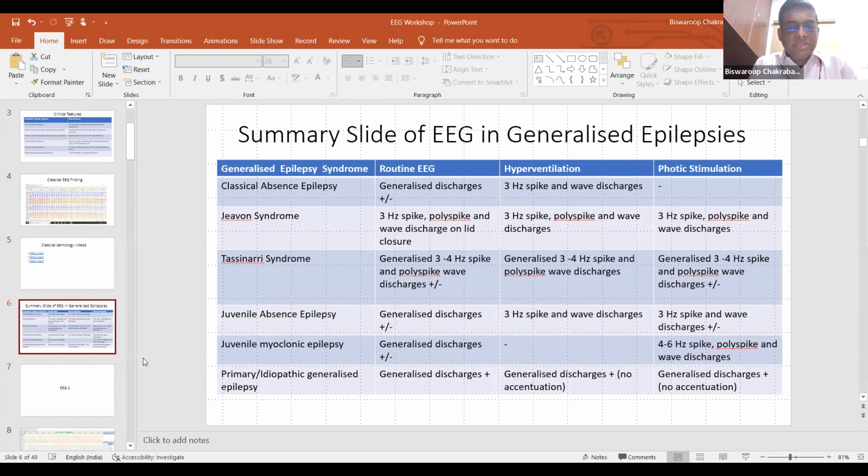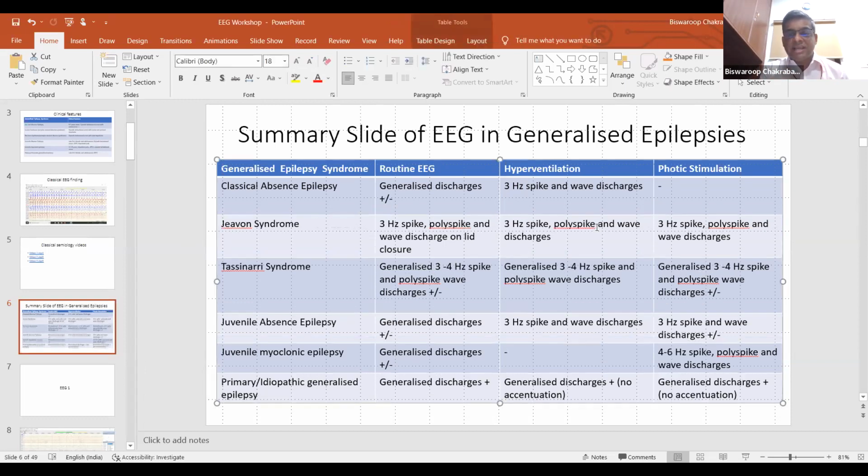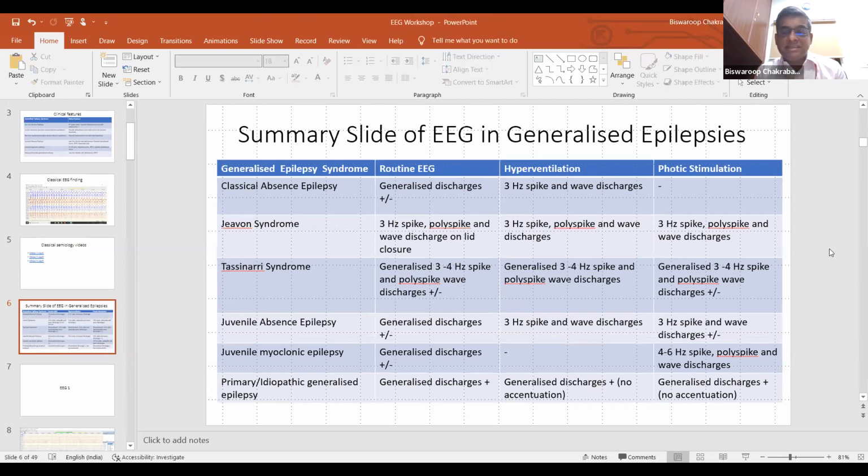Okay. Now the next one is Juvenile syndrome. So you see 3 Hz spike, polyspike and wave discharge. But what is important here is lid closure. So they have eye closure sensitivity. On hyperventilation, you will see what you see in childhood absence, but you would also see similar findings on photic stimulation. As we move forward in the presentation, this will become clearer.